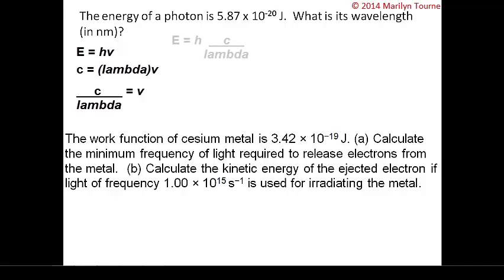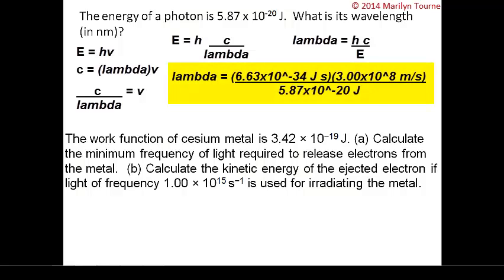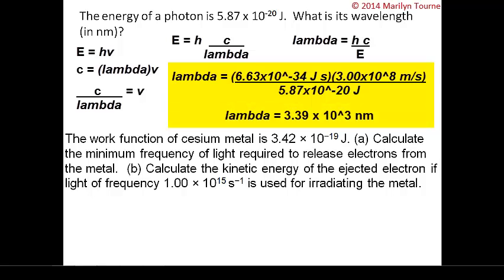So I would end up having E equals Planck's constant times speed of light divided by the wavelength. Now all I got to do is solve for wavelength. So wavelength is equal to h times the speed of light over energy. Now it's easy. All I got to do is plug everybody in. So 6.63 times 10 to the negative 34th times the speed of light divided by 5.87 times 10 to the negative 20th gives me the answer in meters. So I have to convert to nanometers, which gives me 3.39 times 10 to the third nanometers.